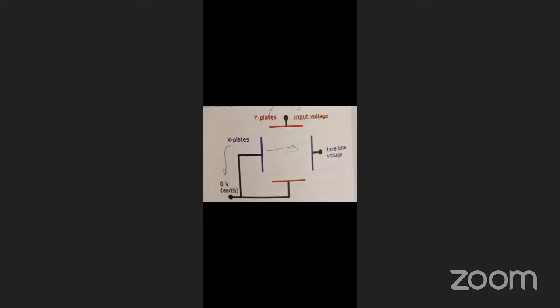Then we have this one. So you can see the Y plates. What is the purpose of the Y plates? Deflect the beam vertically, up and down. That is to deflect the electron beam up and down. Then you have the X plate. What is the purpose of the X plate? Deflects the beam left and right.